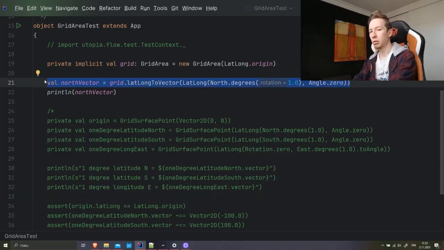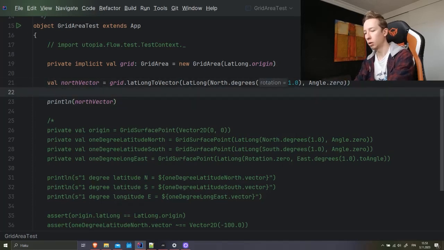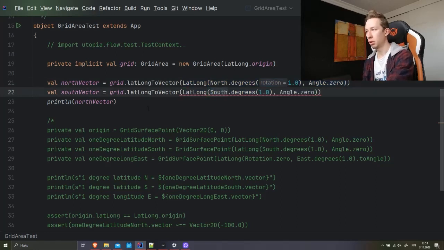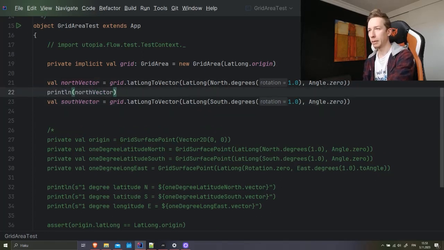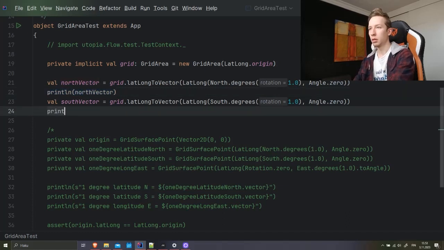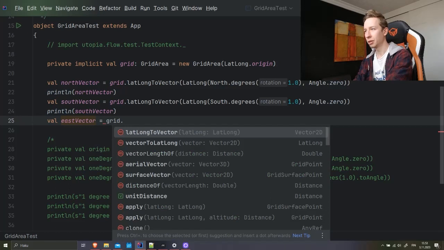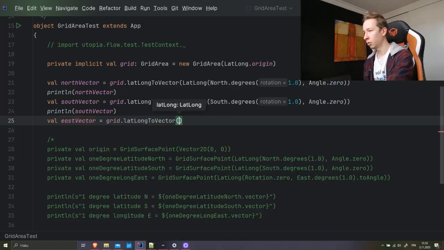Next, we want to check what happens when we go south and when we go east and west. So south vector is great. Just copy, go south. Then we have east vector. I mean, we're repeating the same thing 4 times, but this is testing. It's not like so horrible even.